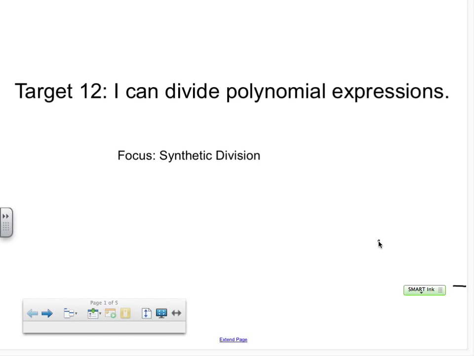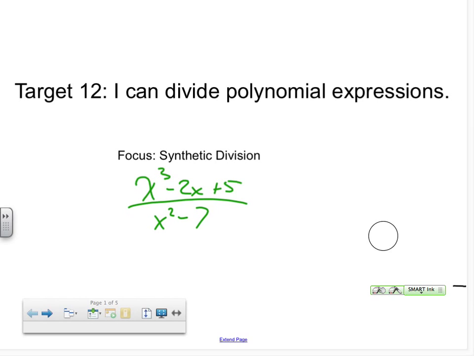Algebra 2, Target 12. I can divide polynomial expressions. Today's focus is on synthetic division. Yesterday, when we did polynomial division, we did the example x cubed minus 2x plus 5 divided by x squared minus 7. And it was simply a matter of doing the long division, dividing it out like you would numbers, except now using variables. Well, today we're going to get a special case where we can use a shortcut.